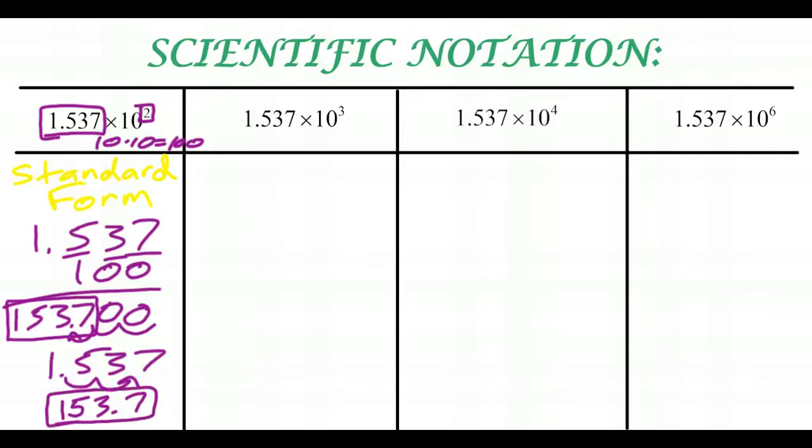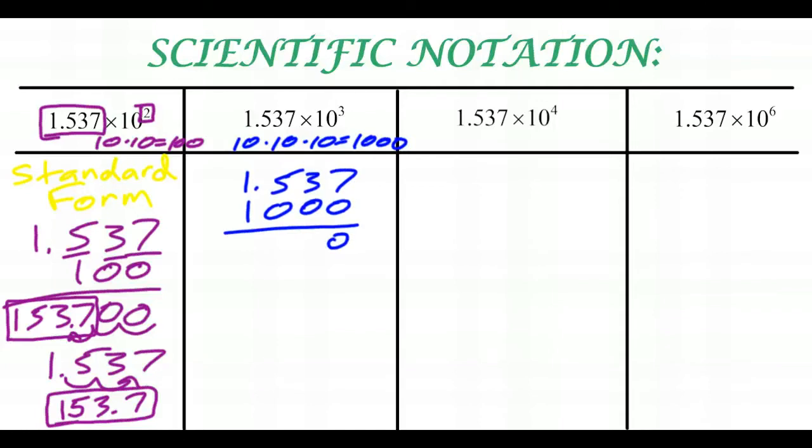Let's look at another example of that, this time in blue. 1.537 times 10 to the third. Now 10 times 10 times 10 is 1,000. So 1 and 537 thousandths times 1,000.